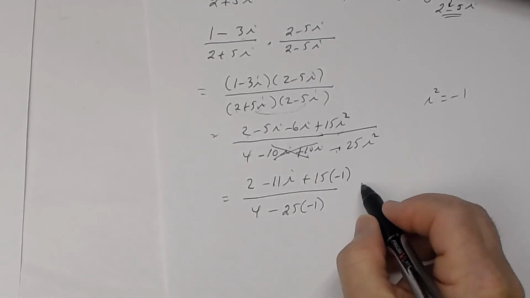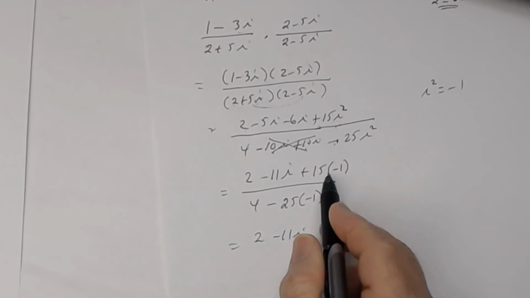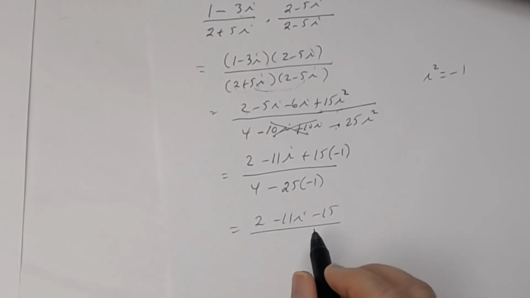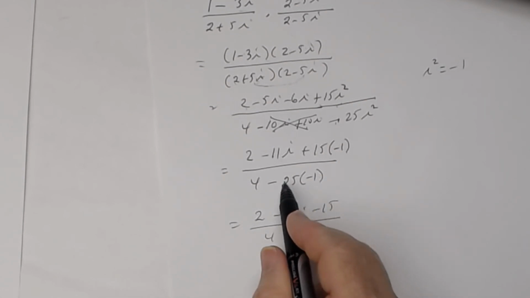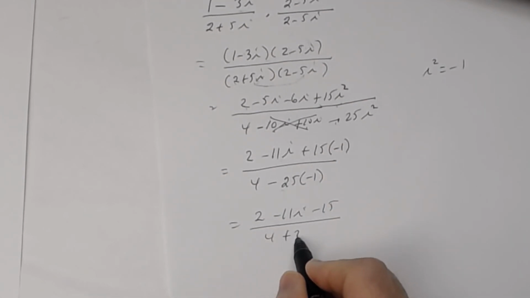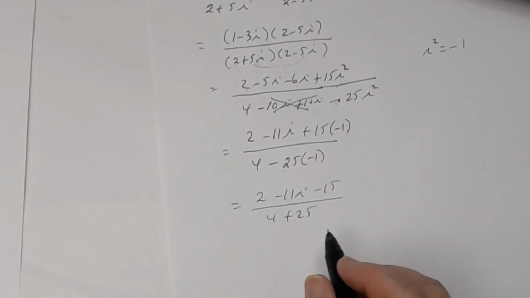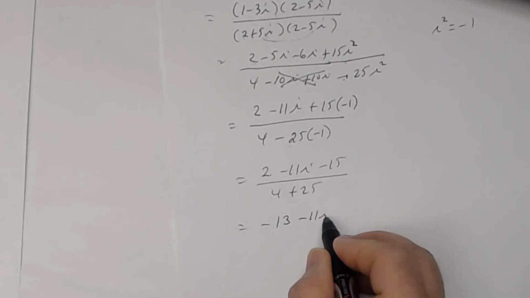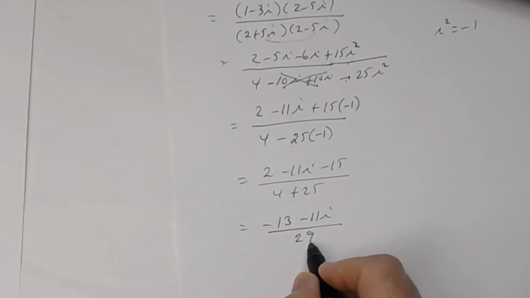Now let's simplify the numerator. In the numerator, I have 2 minus 11i. 15 times a negative 1 is a negative 15. And in my denominator, I have 4, and a negative 25 times a negative 1 is a positive 25. Combining like terms in the numerator and the denominator, 2 and a negative 15 is a negative 13. So this becomes negative 13 minus 11i. The denominator, 4 plus 25 is 29.